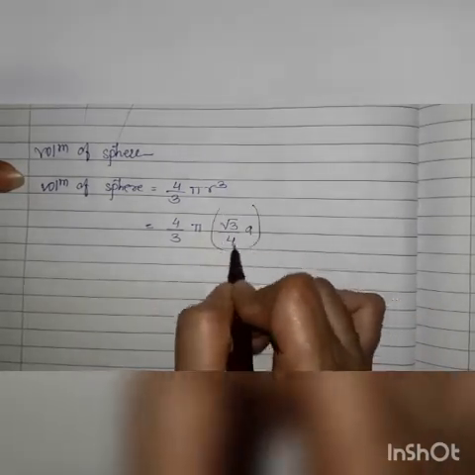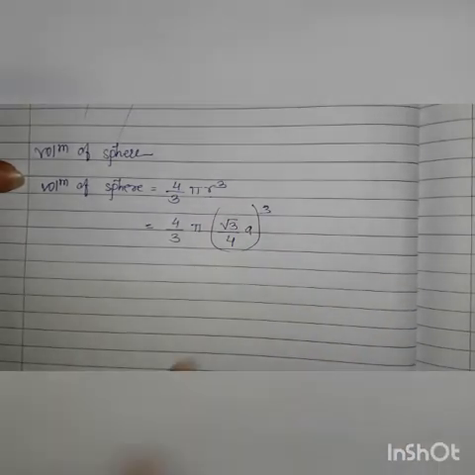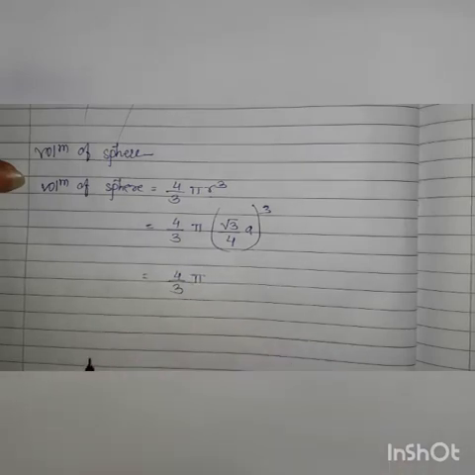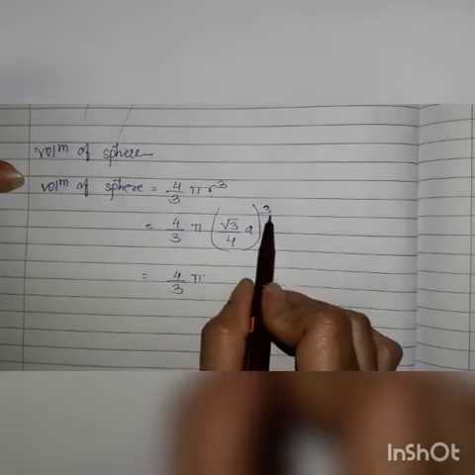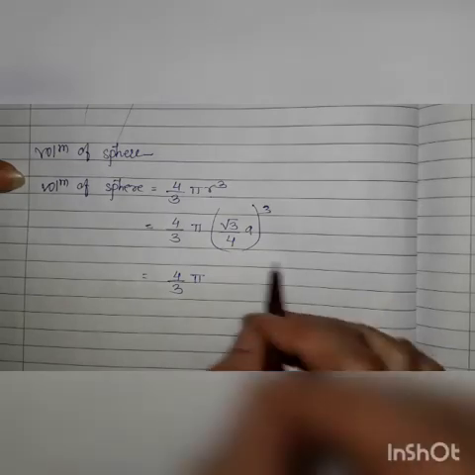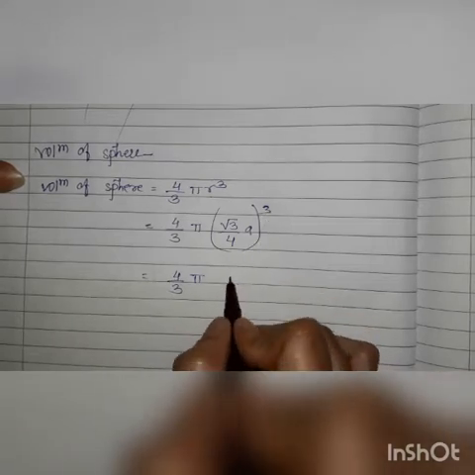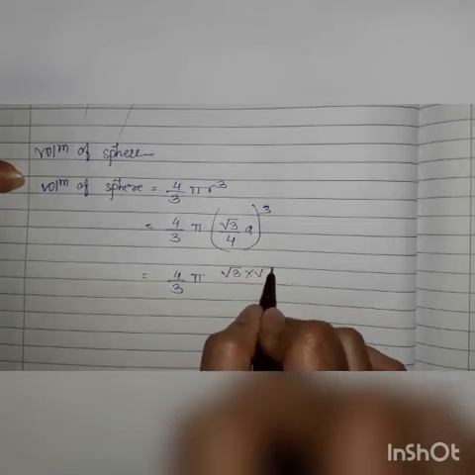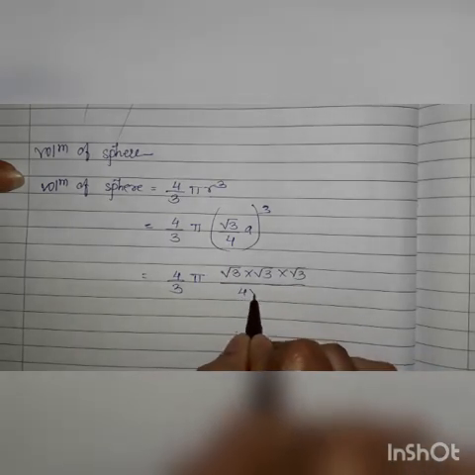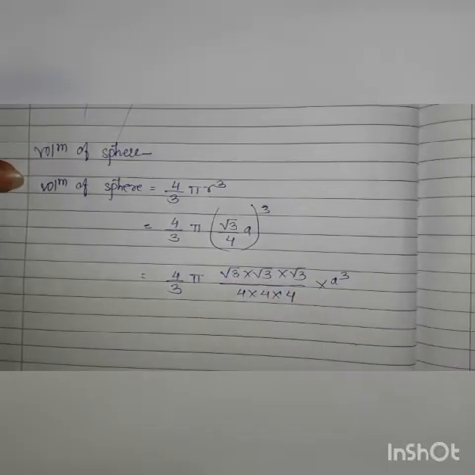This is the value of r we have got, and it is r cube, so we have to cube it as well. Now let us solve this. 4 upon 3 pi. Now this is a cube of this bracket, that means whatever letters or numbers are inside the bracket, all have to be cubed. So root 3 also has to be cubed. Cube means 3 times multiplication. So root 3 multiplied by root 3 multiplied by root 3 divided by 4 multiplied by 4 multiplied by 4. And a also has to be cubed, so directly I write a cube.